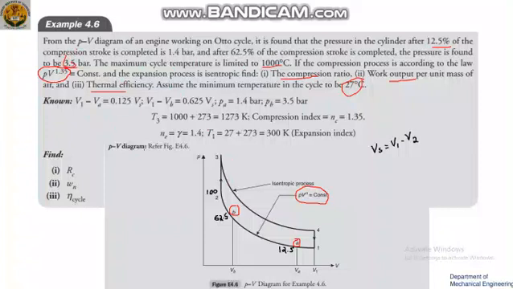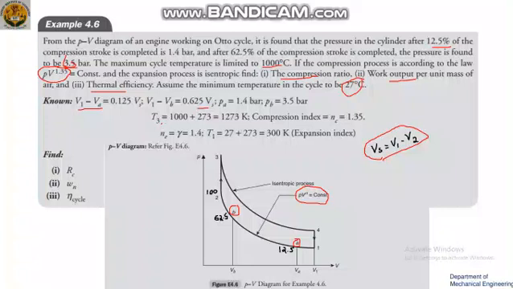So from the diagram you have the equation V1 minus VA is equal to 12.5% of Vs. Vs is stroke volume. Vs is nothing but V1 minus V2. And also from the diagram V1 minus VB is equal to 62.5% of Vs, that is 0.625 of Vs.